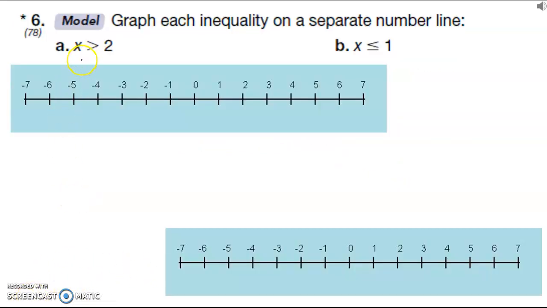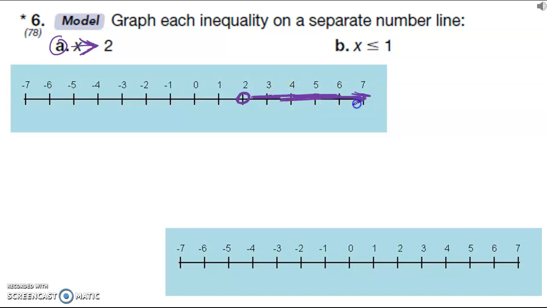Oh, this is one of the ones we did before. Okay, so A says x is greater than 2. Am I going to need an open circle or a closed circle? I'm going to need an open circle. It doesn't have an equals. And then this arrow tells me which direction I need to highlight. So I'm going to highlight this way.